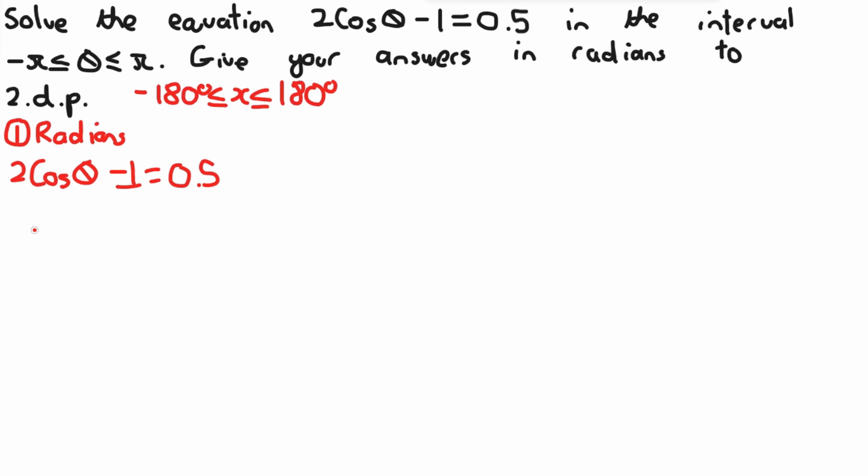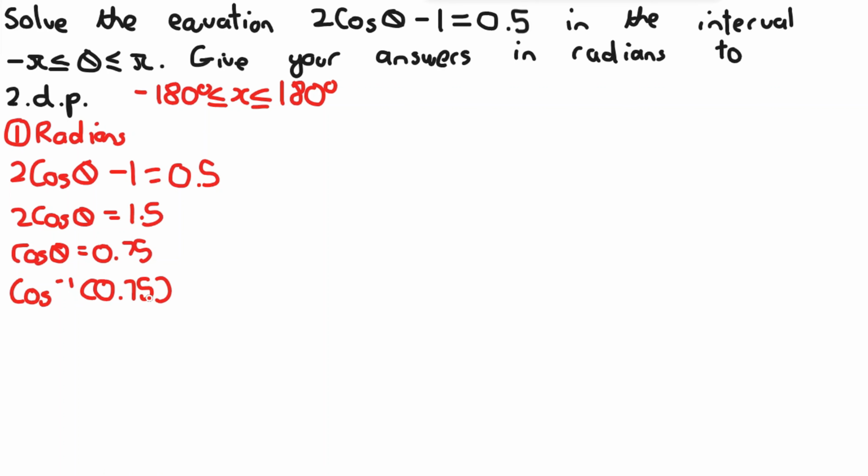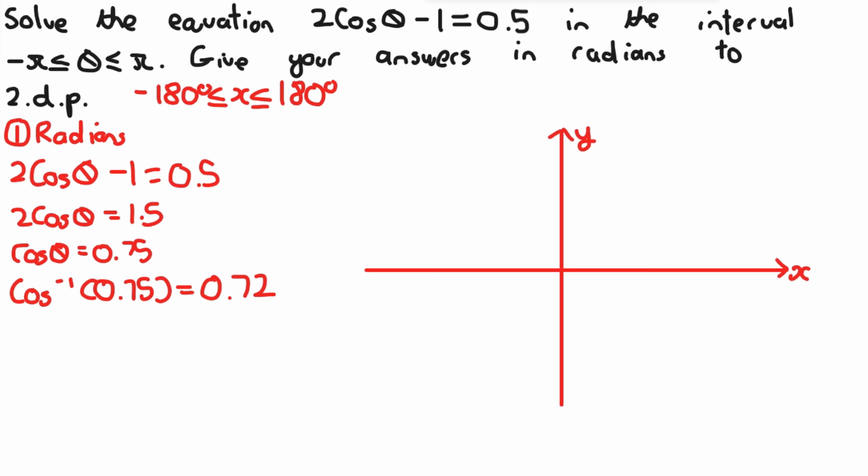Move the minus 1 onto the other side to do 2 cos theta is equal to 1.5. Then divide both sides by 2 to get cos theta is equal to 0.75, like this. And then what we can do is the inverse cos of 0.75. Remember that your calculator needs to be in radians because we're working directly in radians, and if you put this into your calculator you get out a value of 0.72.